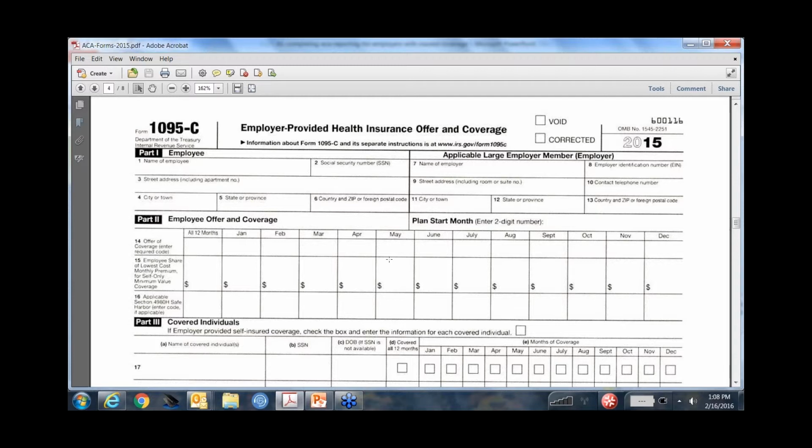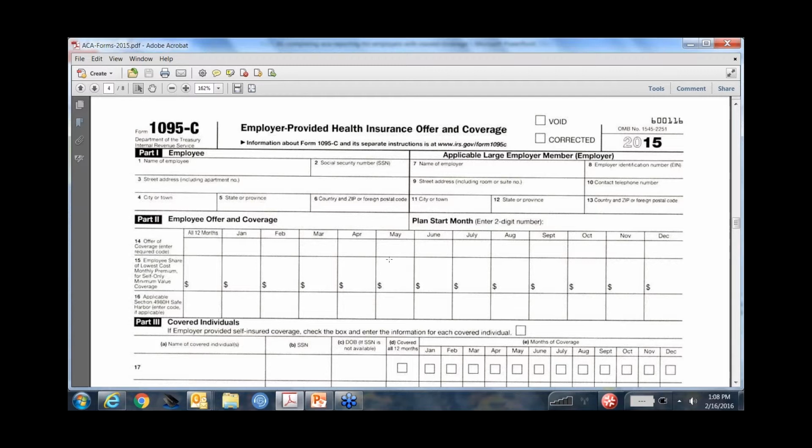COBRA participants only get a 1095-C in the year that they terminate coverage, not in the year after. Also, retirees don't get a 1095-C. So generally, it's employees, full-time employees, as I indicated before. If you look at Part 1, the individual employee will get a 1095-C.